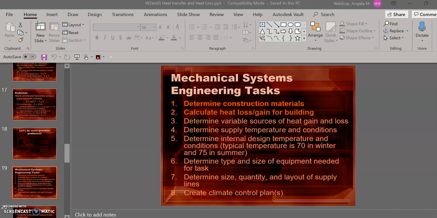Now we're going to talk about heat loss. This slide shows all the steps that mechanical systems engineers will go through to determine the size of the heating and cooling equipment that is needed for a building. Here, we will be primarily focusing on the first two steps. The other steps will be explored in a future unit of study, perhaps next year.